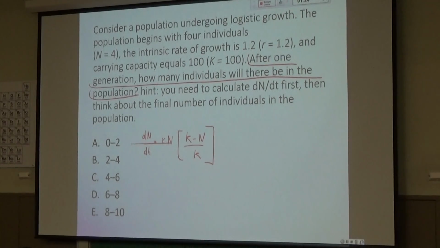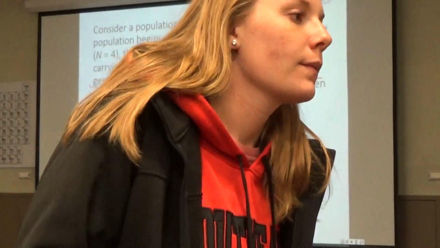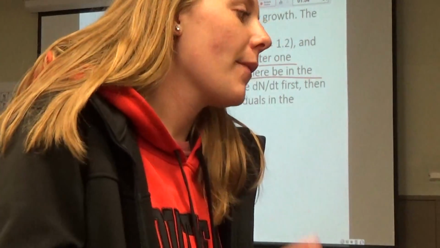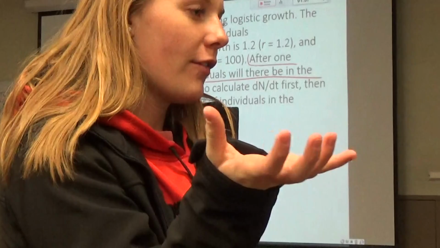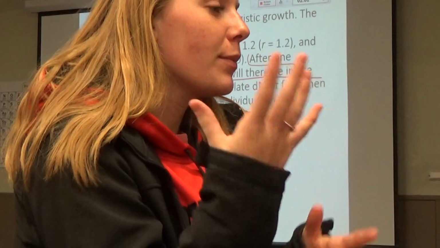Look at what the question is asking you. I got dN over dt, but I'm not asking you for dN over dt here. I'm asking you, after you get the rate, how the population is increasing. So you have a population, then you have how much it's increasing by. You just add them together, and that will be how many individuals are in the population.